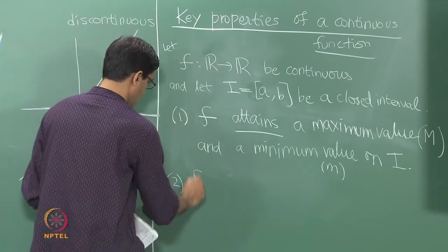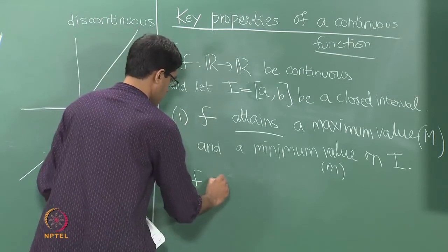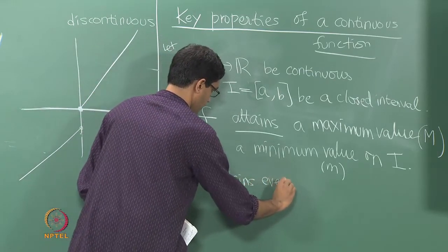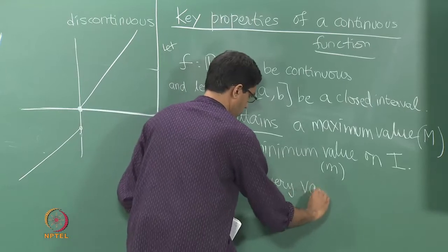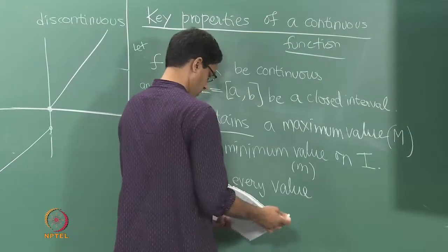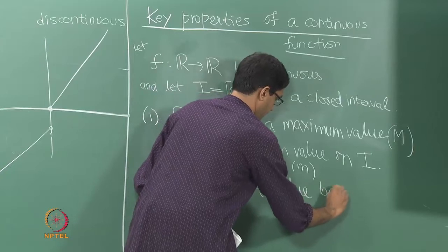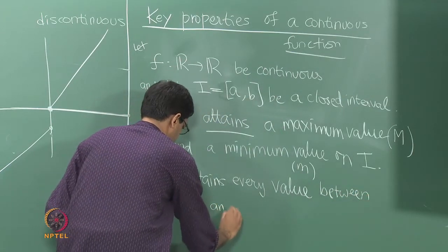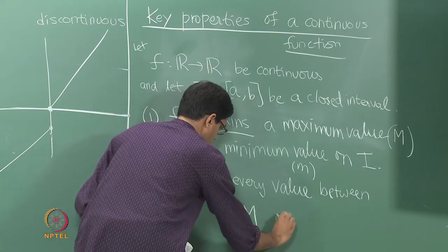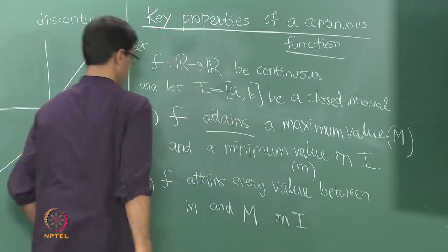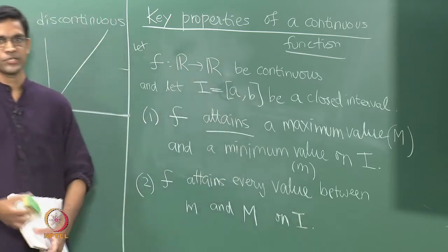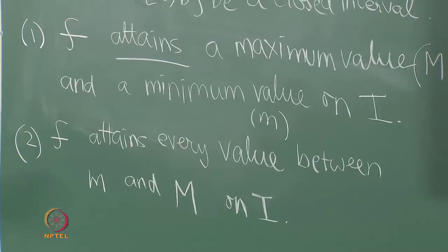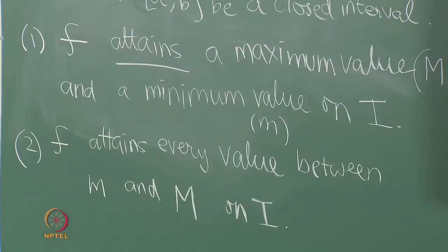So let us also say f attains every value between m and M on the interval I. Okay. So there is a maximum value which it attains, there is a minimum value which it attains, and in fact it attains every single possible value between small m and capital M.